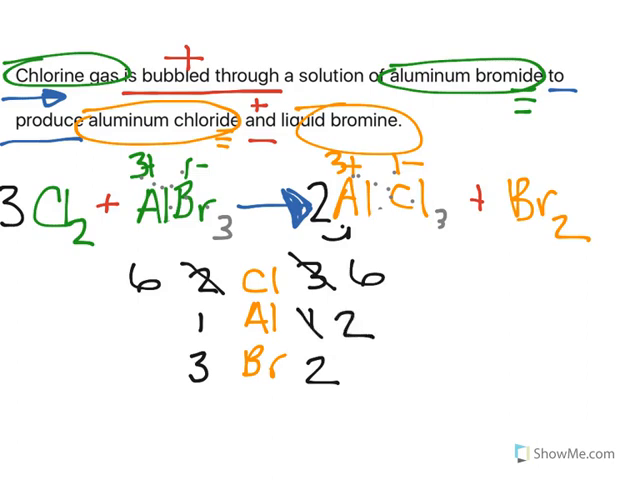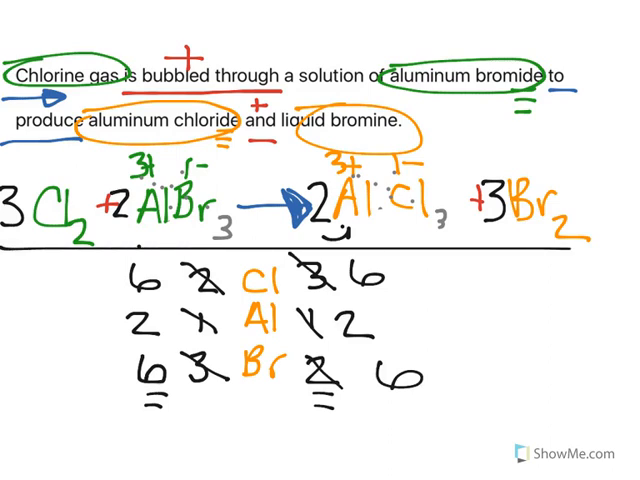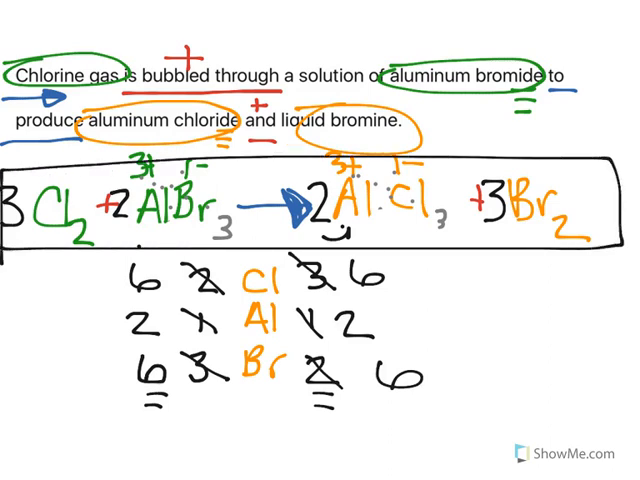So let's fix that aluminum real quick. I've got 2 on the right, 1 on the left. So I'm going to put a 2 in front of aluminum. That's also going to affect the bromine. So 2 times 3 bromine is 6 bromine. So I've got 6 bromine on the left and 2 on the right. So to make a 2 a 6, I'm going to put a 3 in front of it, and there we go. So there is my balanced equation.